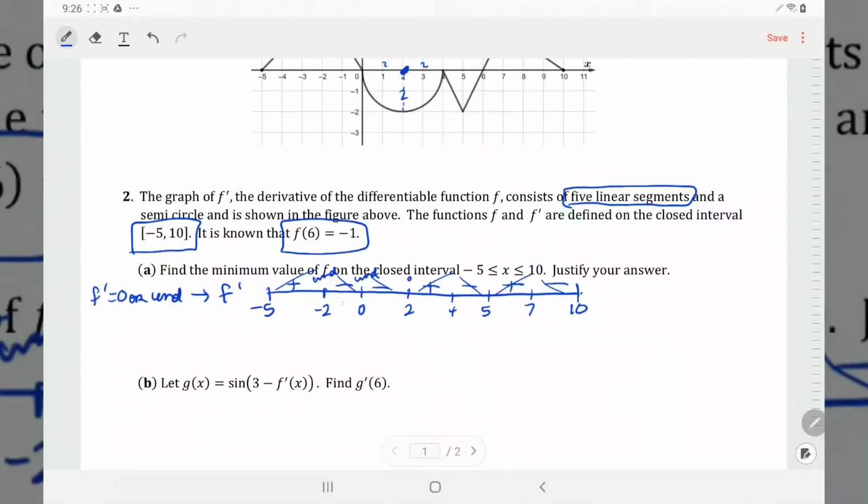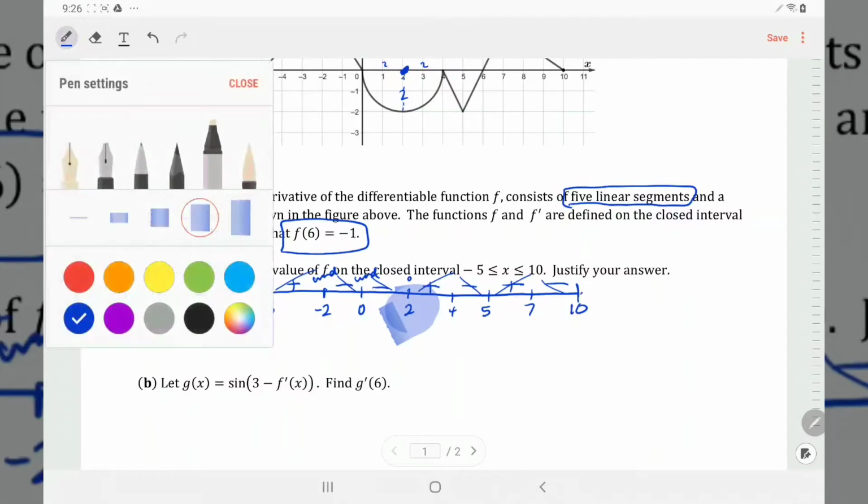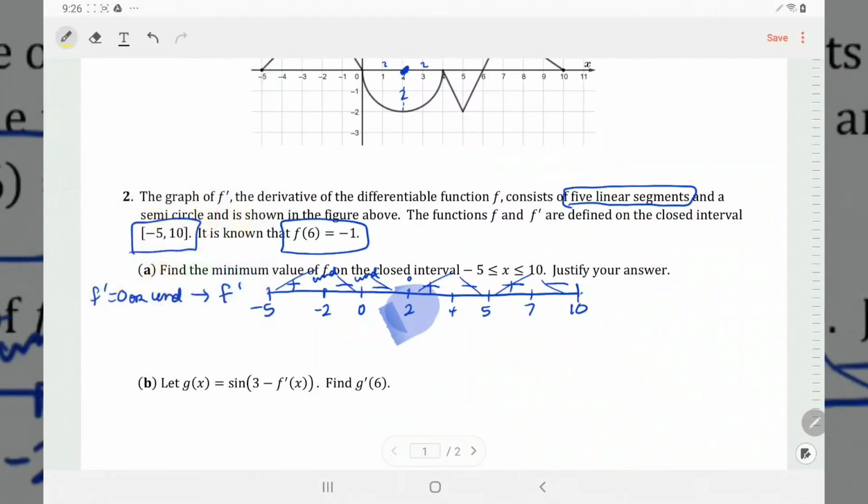Oops, I probably don't want to use the blue highlighter. I probably want to use the yellow highlighter. So down, that's a low. Maybe negative 5 is a low, 5 is a low, and 10 is a low. So I've got to figure out which one's the lowest.